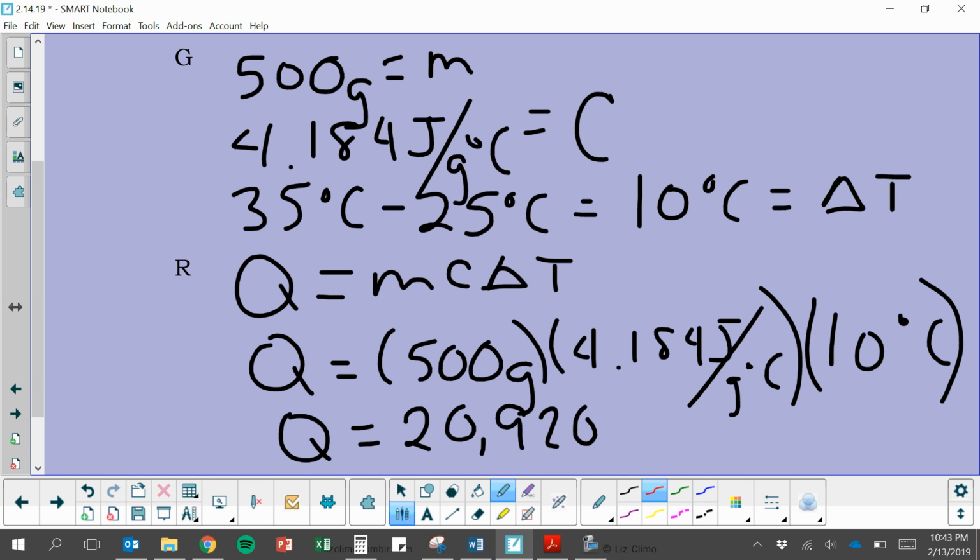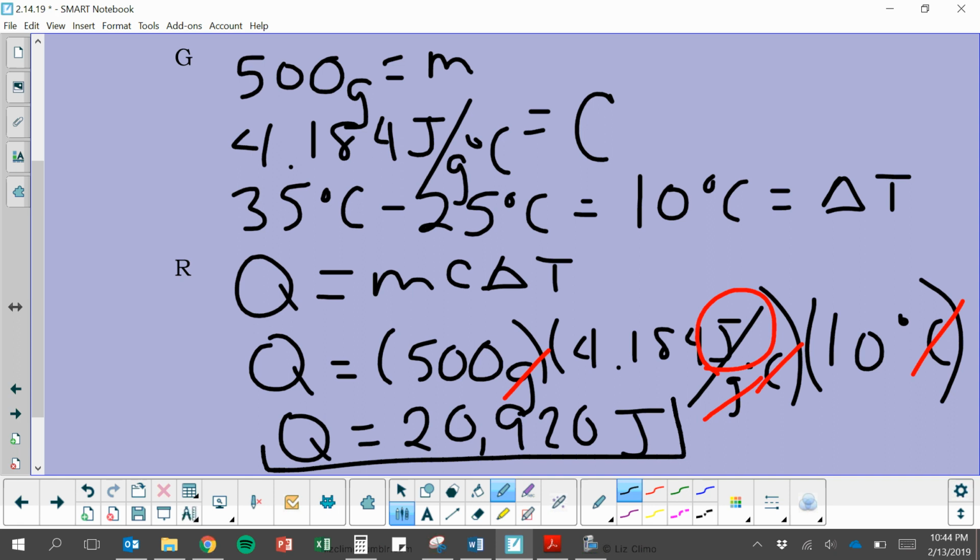And to figure out what unit we're going to use, you might notice that we have grams here that cancel with the grams here. Our degrees Celsius cancel with our degrees Celsius. So we're left with joules. So our unit for this is going to be joules. So this is our answer.